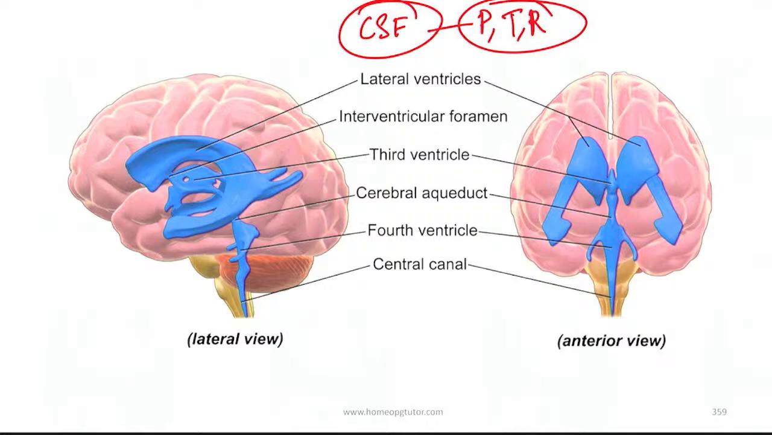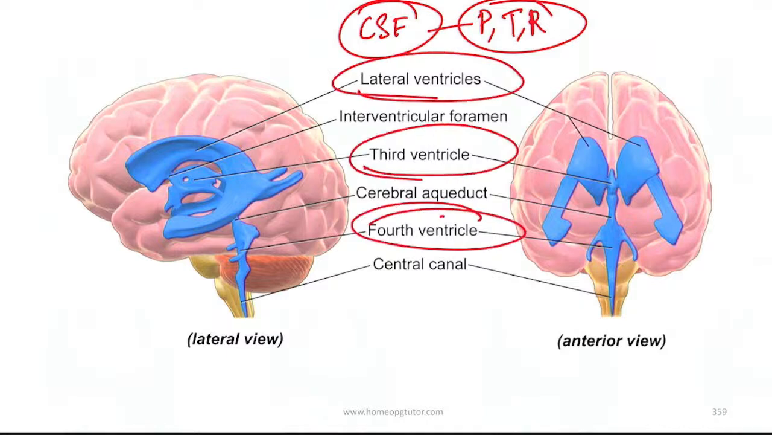So, how many ventricles are there? There are two lateral ventricles, a third ventricle and the fourth ventricle. Along with that, we have an intercommunicating system, that is our interventricular foramen and cerebral aqueduct. Then we also have other foramina and also the central canal. Now, a short note about cerebrospinal fluid.